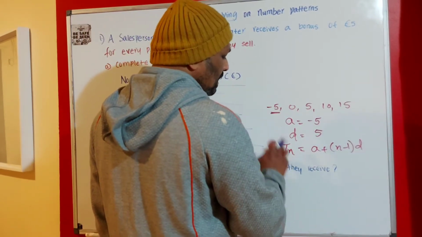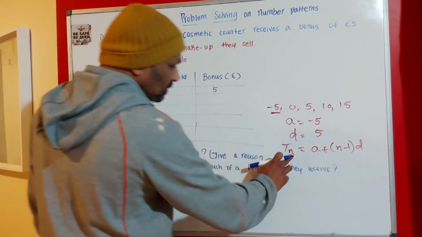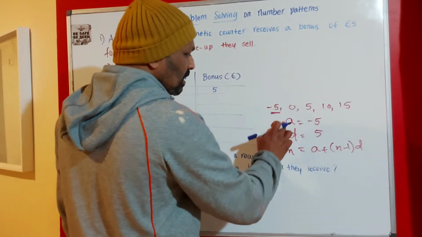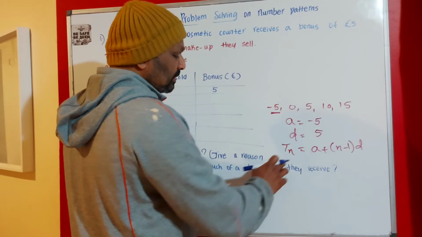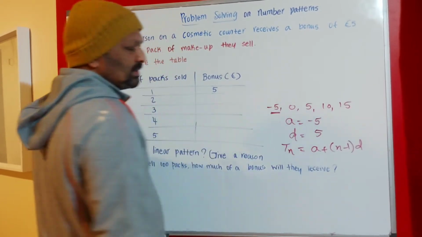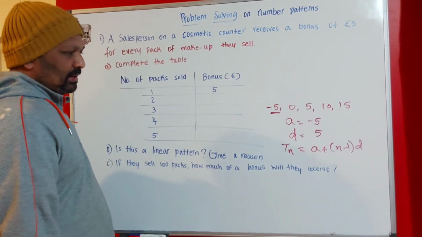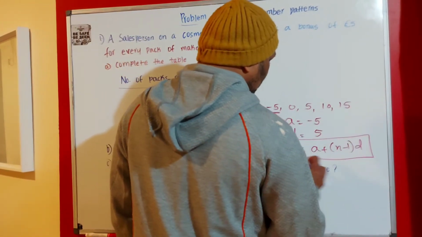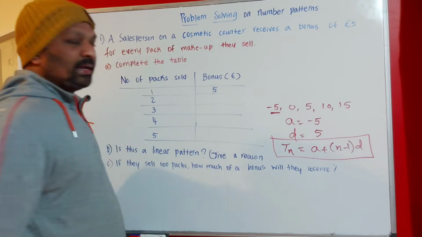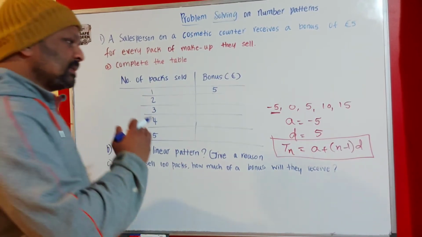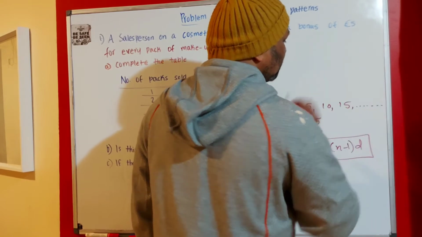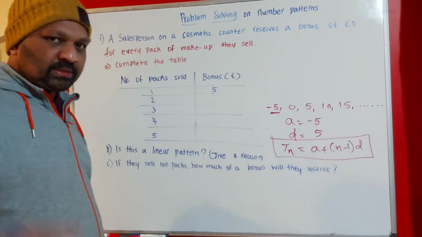If I put 1, that is the first term. If I put 2 here, it becomes T2, the second term. What is that term? T2 is 0. If I put n as 3, the third term is 5. So this is the formula for a general term. Using this, you can find any term in this series. These are the five numbers you already wrote, and after that you put dashes. That means the series is going on.